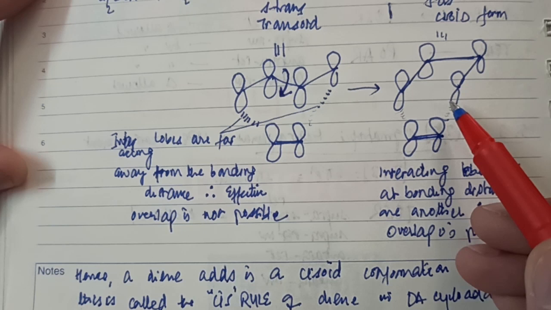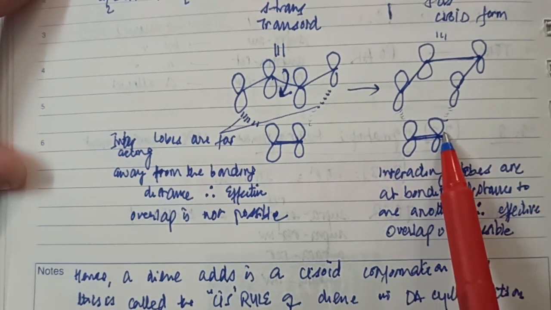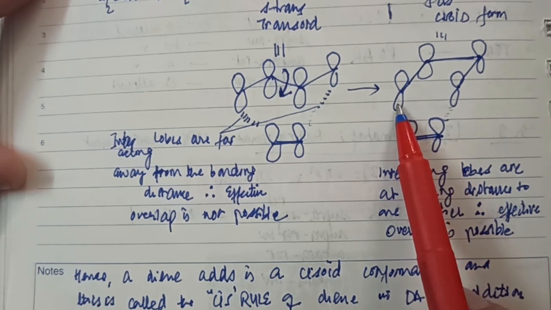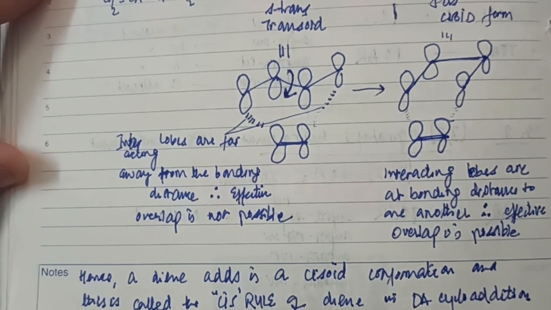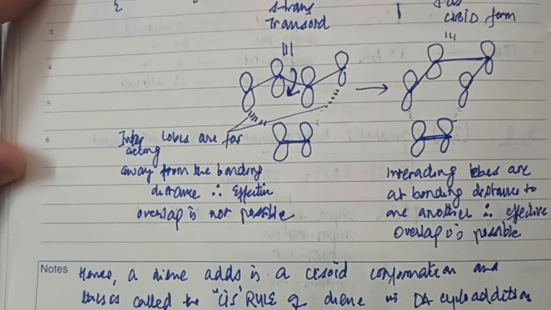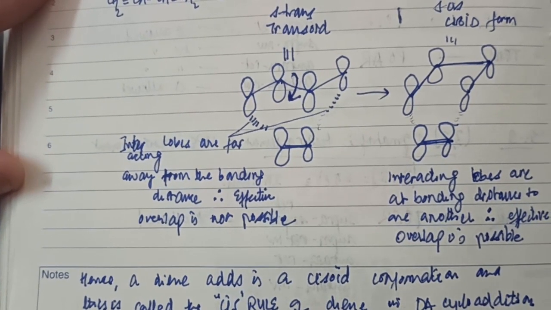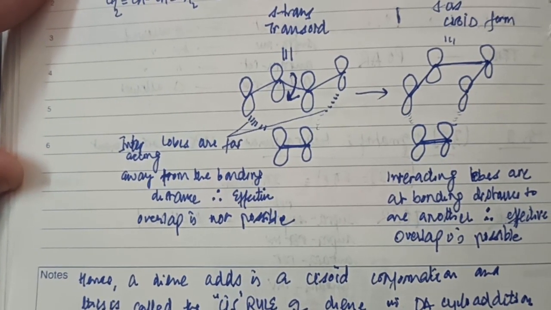Once this cisoid conformation is achieved, the two terminal lobes of the diene are now close to the two lobes of the dienophile. That means a very effective bonding overlap or bonding distance is achieved. And since this bonding distance is achieved in the case of the cisoid form, we say that it is the cis rule, that is, the dienes add in a cisoid form.